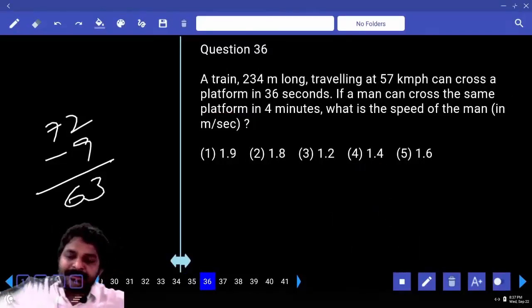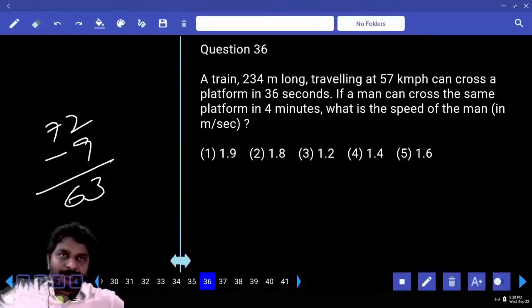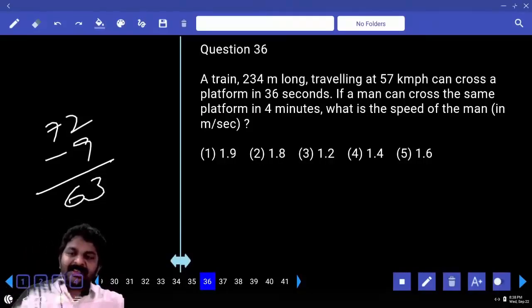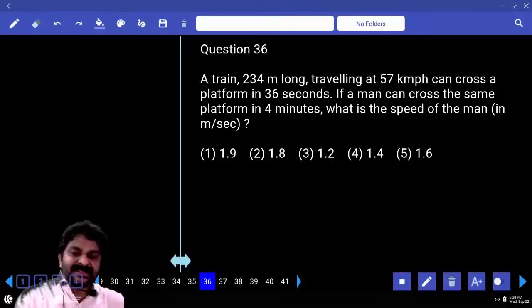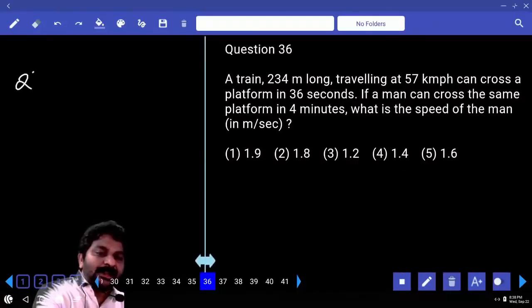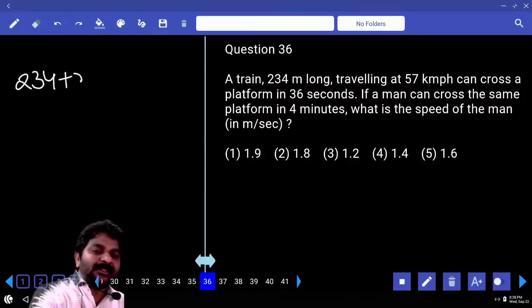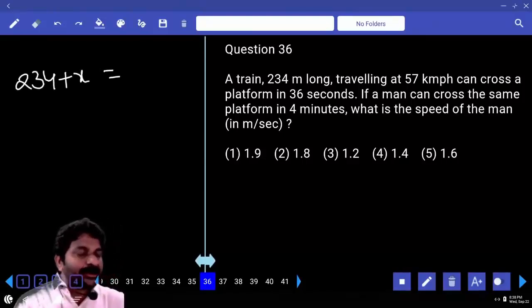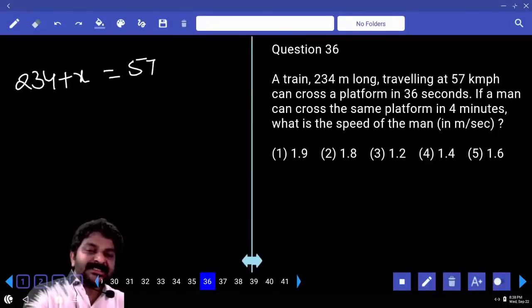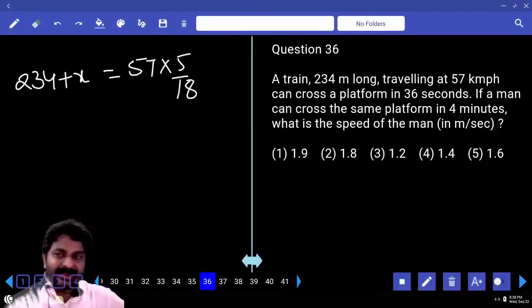A train 234 meters long traveling at 57 km per hour can cross the platform in 36 seconds. If a train crosses the platform, distance covered is equal to train length plus platform length only, which is equal to speed into time, where only the train has speed, which is 57 km per hour. 57 km per hour converted into meter per second: 5 by 18. In how much time can it cross the platform?